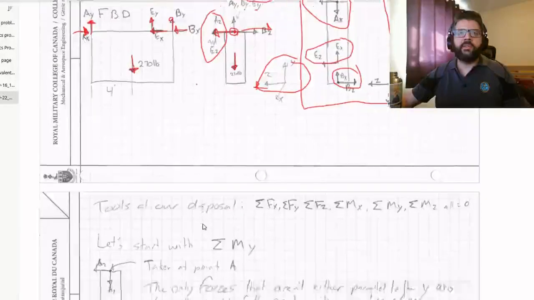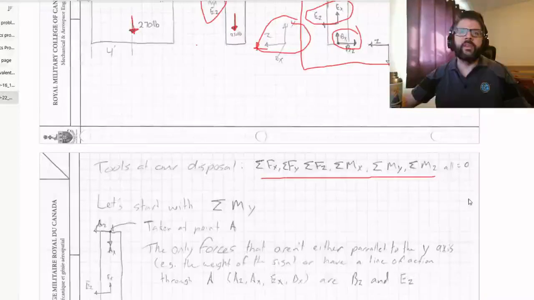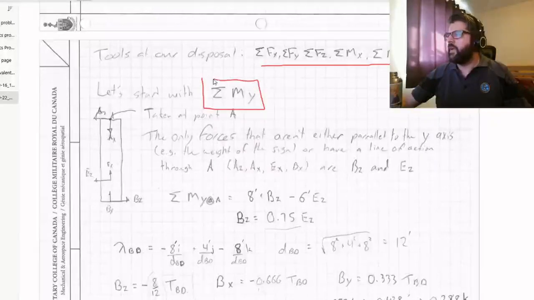So, like it says here, the tools that we have at our disposal are the various sums of the forces and the various sums of the moments about the three axes that all need to be equal to 0. So I'm going to start by taking a moment about the y-axis. We're going to take a moment about the y-axis by looking at the forces that are acting in the XZ plane.